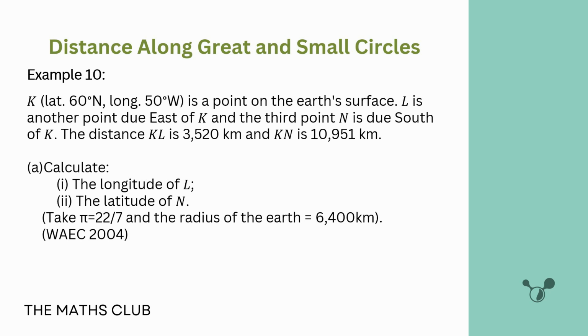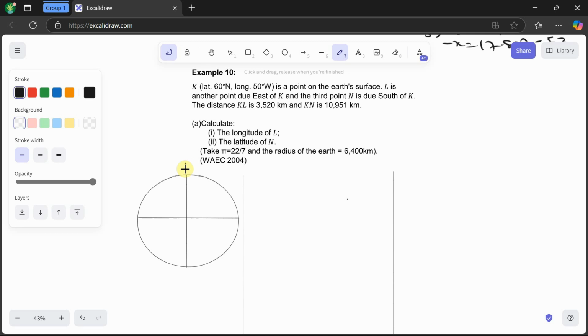Welcome back. Let's solve it together. So this is the north, this is the south, this is the west, and this is the east. So point K is at latitude 60 degrees north, so this is 60 degrees north, and 50 degrees west. So this 0 to 180, so 50 degrees west will be somewhere here. So these are points K.